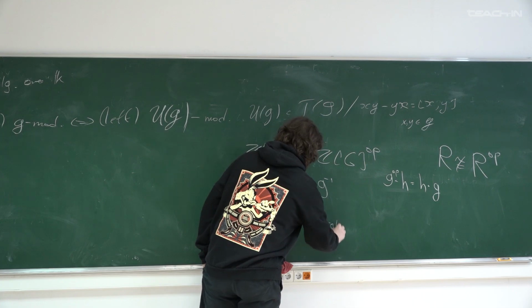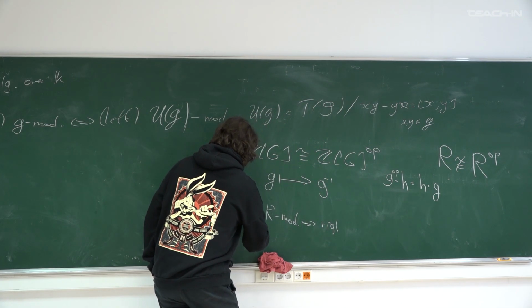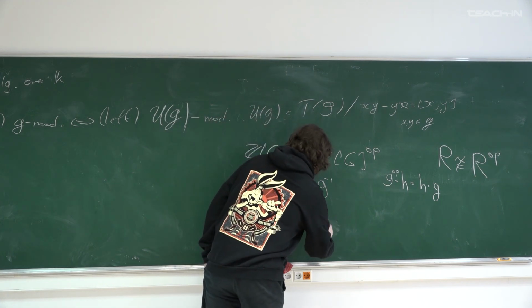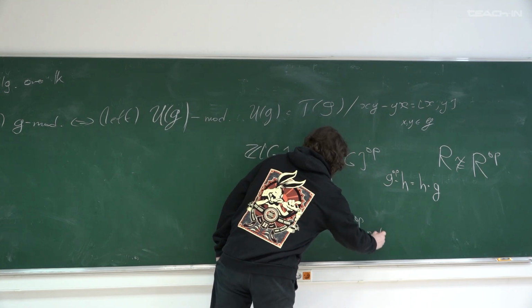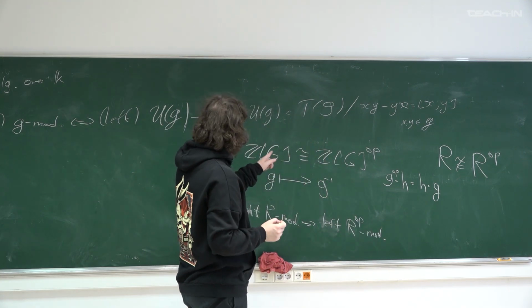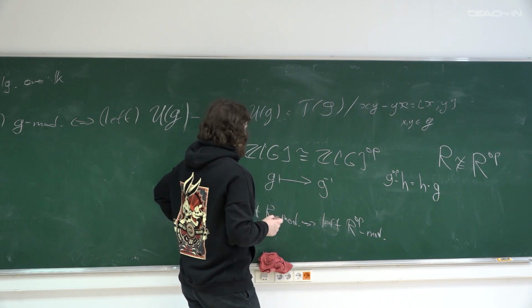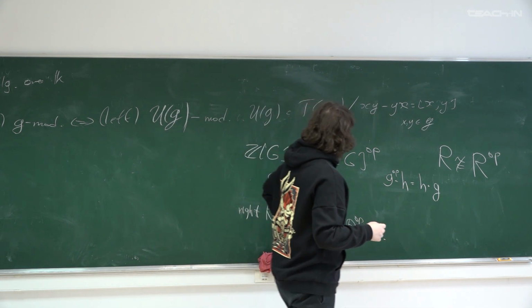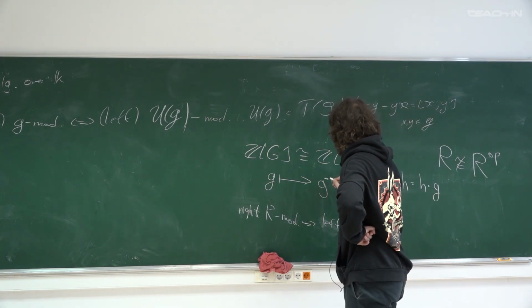Because of this, right R-modules are the same thing as left modules over the opposite ring. And so in this situation we have a natural bijection between left and right G-modules, so if we consider G-modules, there is no essential difference between them.